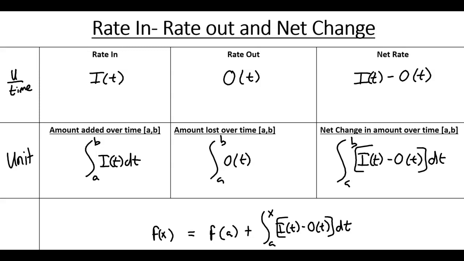There's actually a homework problem where you're asked to label what each piece means. So if you get stuck on that, then you'll want to come back to this. But here we go. This is the final amount, which is equal to the starting amount added to the net change. The A and the X represent the time period, where A is the starting time, X is the final time. And the I represents, as we see up there, the rate in, and the O represents rate out.